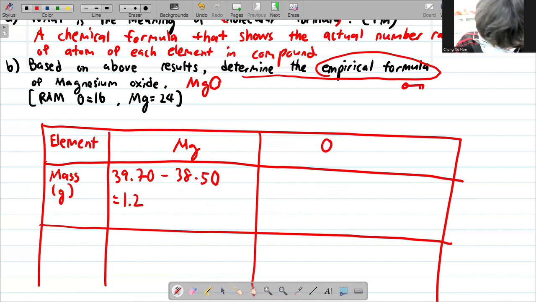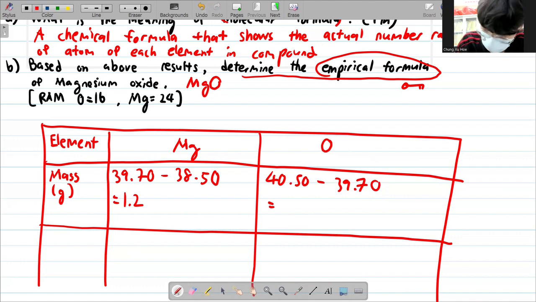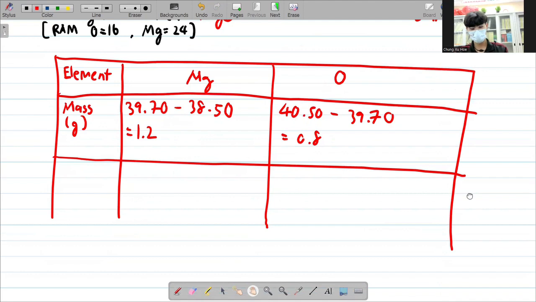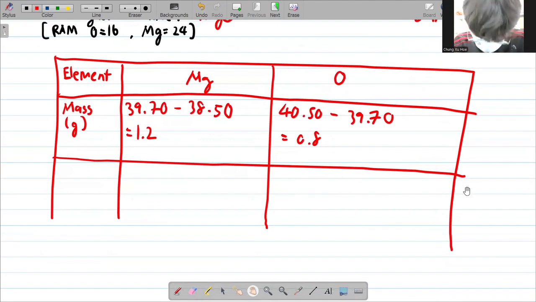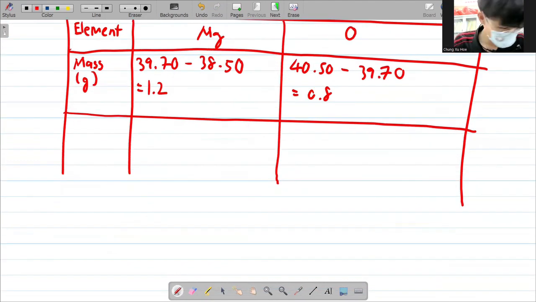Okay. 40.50 minus your 39.70. What you're going to get is 0.8 as your mass. So now we know that the mass of magnesium will be 1.2, the mass of oxygen will be 0.8. Now, after mass, everybody in the world knows that, oh, it's number of moles.